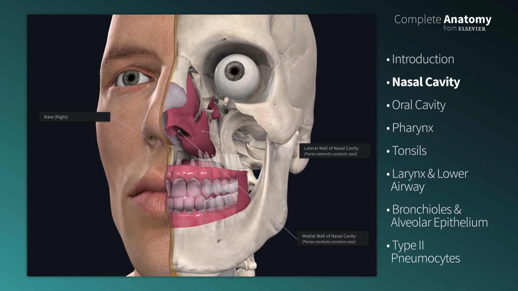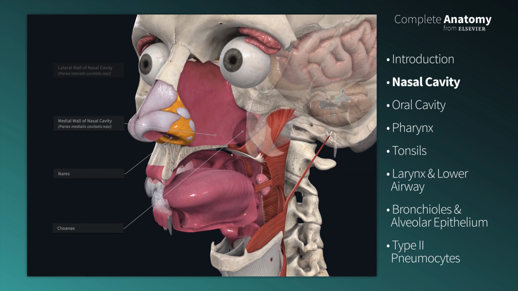Note here the nares, the medial wall of the nasal cavity, and the lateral wall of the nasal cavity. The nasal cavity is a two-chambered structure, similar to two rooms of a house, divided by a shared medial wall, the nasal septum. Note here the medial wall of the nasal cavity.